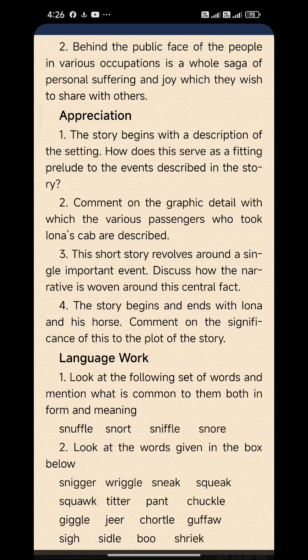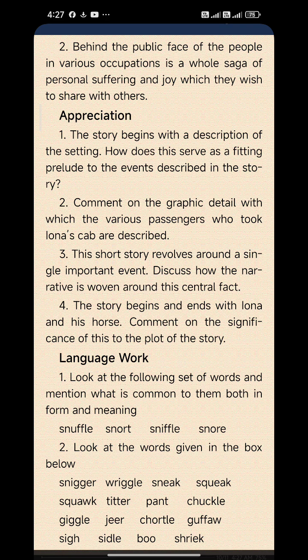Appreciation. 1. The story begins with a description of the setting. How does this serve as a fitting prelude to the events described in the story? 2. Comment on the graphic details with which the various passengers who took Lona's cab are described. 3. This short story revolves around a single important event. Discuss how the narrative is woven around this central fact. 4. The story begins and ends with Lona and his horse. Comment on the significance of this to the plot of the story.